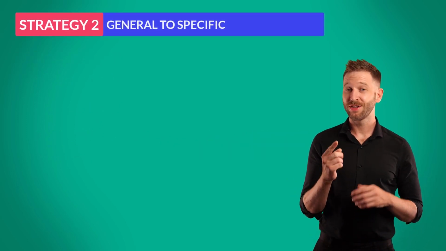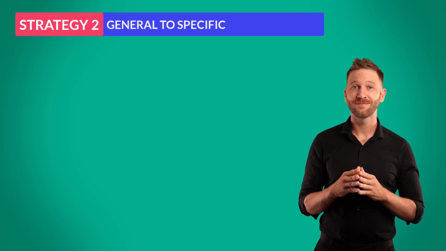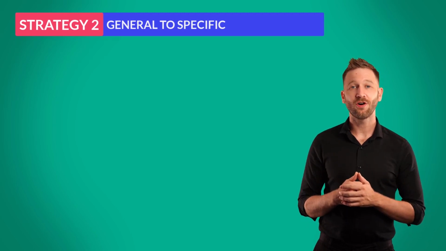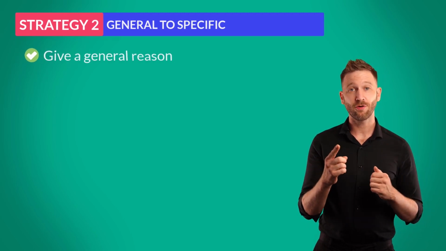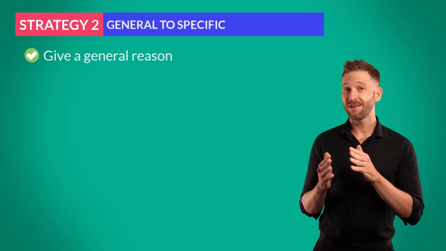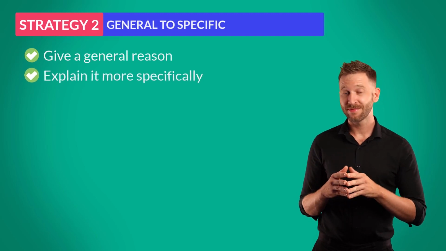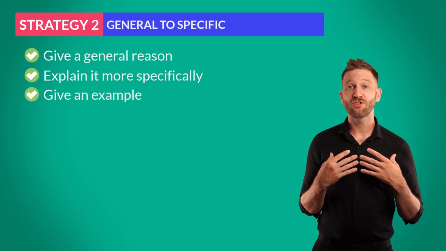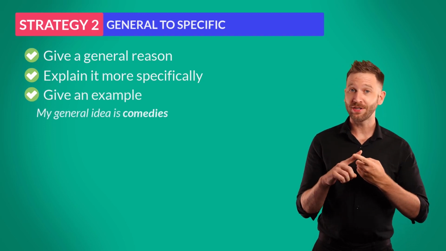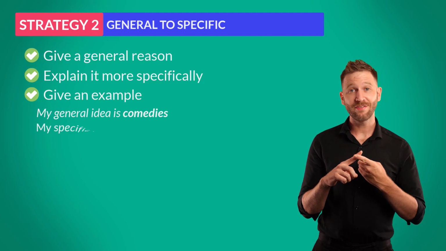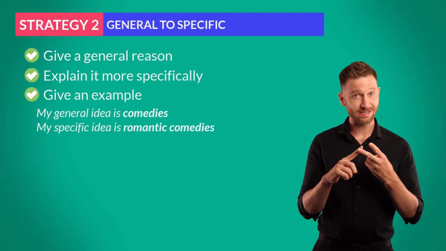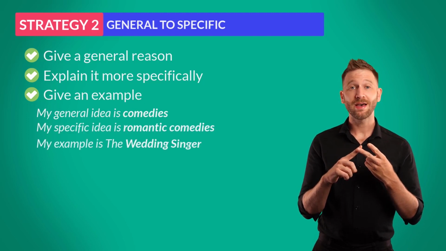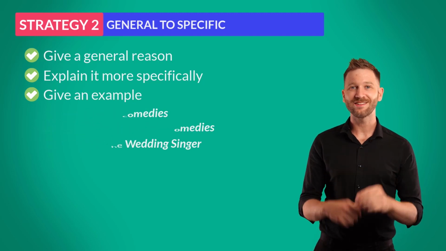Strategy 2. General to specific. This strategy involves giving a general reason for your answer, then explaining it more specifically and even giving an example. For my answer, my general idea is comedies. My specific idea is romantic comedies. And my example is The Wedding Singer.